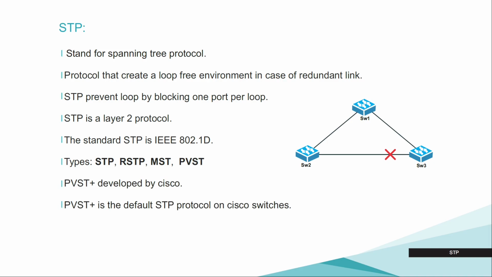Cisco added some enhancements to the PVST, Per VLAN Spanning Tree, and came up with PVST Plus, which is Per VLAN Spanning Tree Plus. This is Cisco proprietary, which means no other vendor can use this protocol. PVST Plus is the default spanning tree protocol configured on Cisco devices.